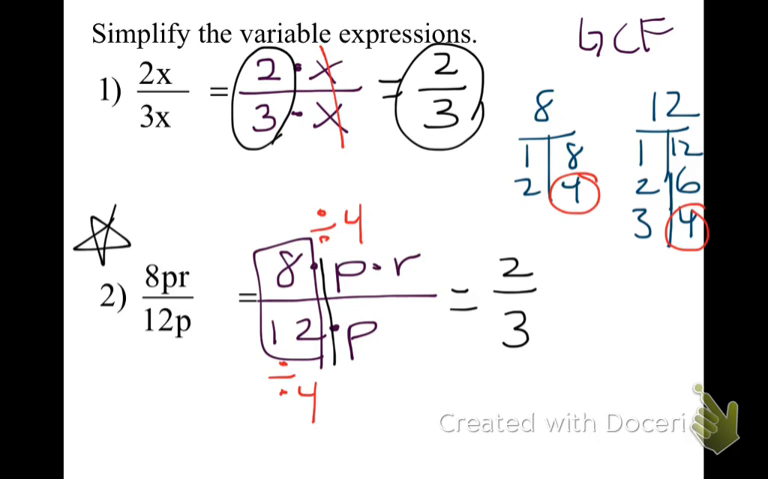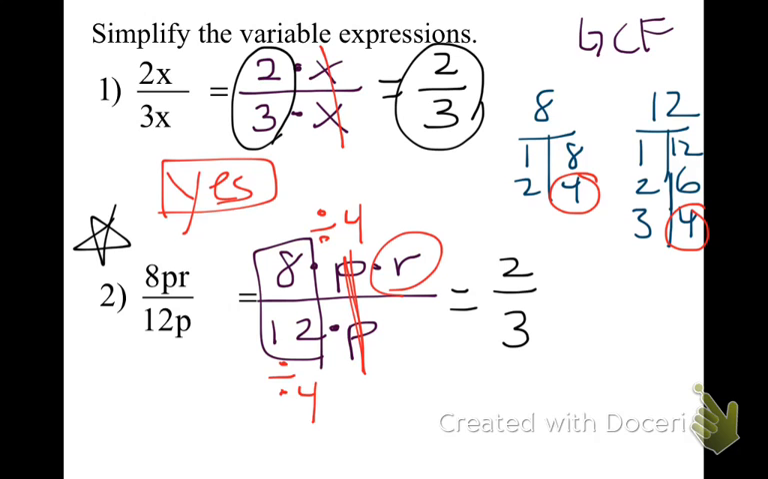Now, don't forget about your variables though. So what are we going to do with our variables? Does anything look the same? Yes, something does. What looks the same? Our p's. So I can cancel out my p's, and what do I have left over? My r. So my r follows along, it becomes 2r, and that is going to be my answer. You guys know how to simplify. Look for what's the same and cancel them out.